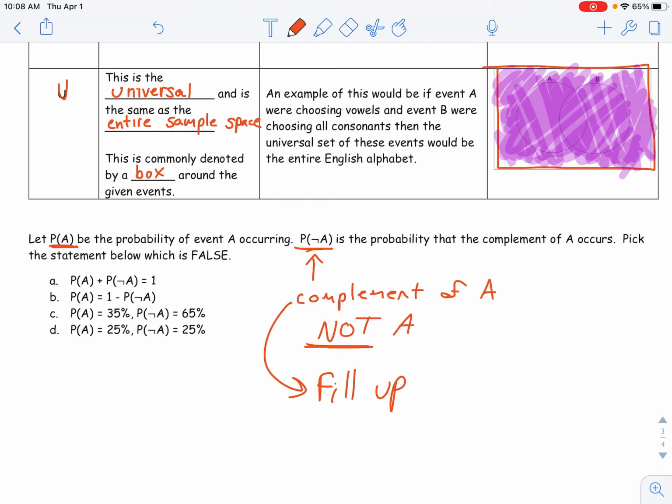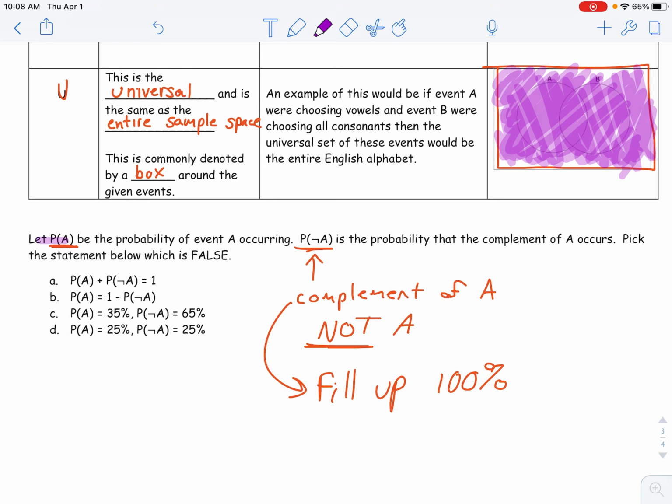So the complementary angles fill up a 90-degree angle. That's why it's called a complement. Complementary angles fill up the 90-degree angle. Complement in probability fills up 100%. That's where it comes from, if you're wondering.